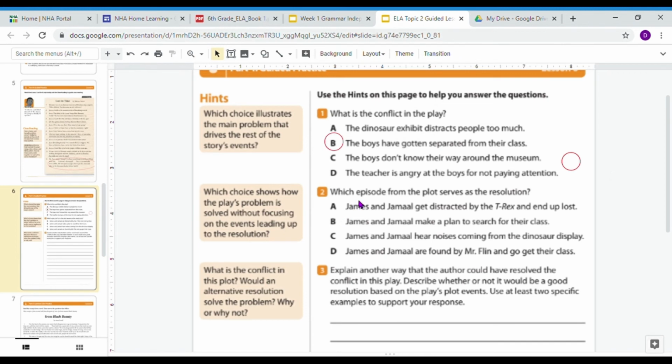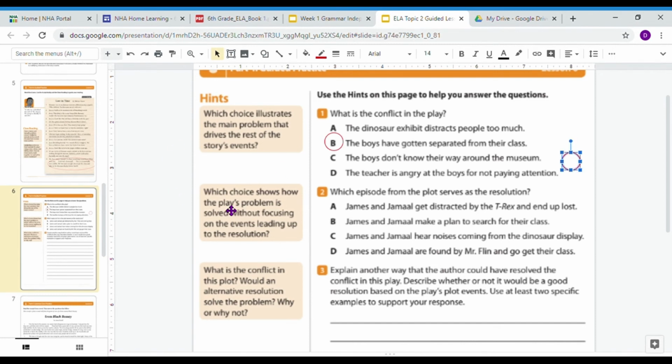And number 2, which episode, remember they're calling episodes, that's what they're calling the exposition, rising action, climax, falling action, and resolution. The parts of the plot, they're calling those episodes. So which episode from the plot serves as the resolution? Is it A, James and Jamal get distracted by the T-Rex and end up lost? B, James and Jamal make a plan to search for the class. C, James and Jamal hear noises coming from the dinosaur display. Or D, James and Jamal are found by Mr. Flynn and go get their class.